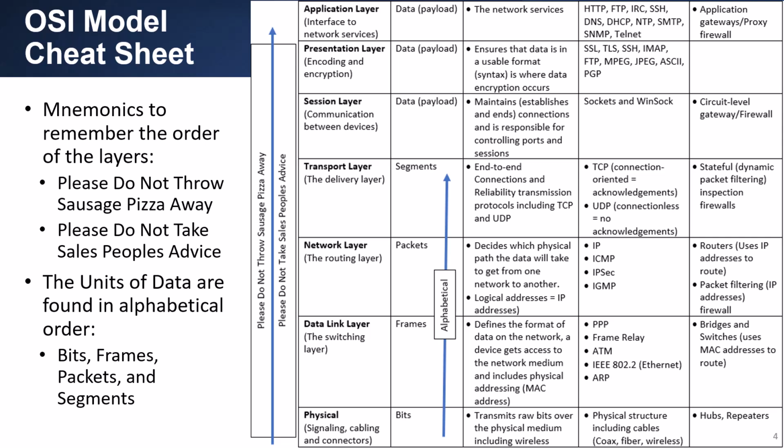The P layer is the presentation layer, which ensures that data is in a usable format or syntax and is where encryption occurs. Examples include SSL/TLS, SSH, IMAP, ASCII, and PGP. The A layer is the application layer, which is the interface to the network services. It includes HTTP, FTP, DNS, DHCP, SMTP, SNMP, and Telnet.